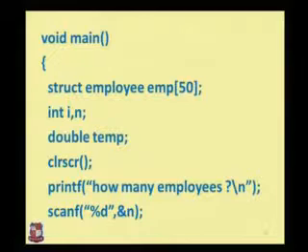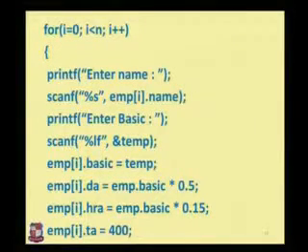Then double temp. Temp is a variable of double type. Clear screen, printf how many employees, scanf address of n. We can put the value of n. Then for i equals 0, i is less than n, i plus plus. We are using a loop so that we can enter the values for each i. It can be maximum up to 50 because our array size is 50. We can allocate only 50 values, not more than 50.